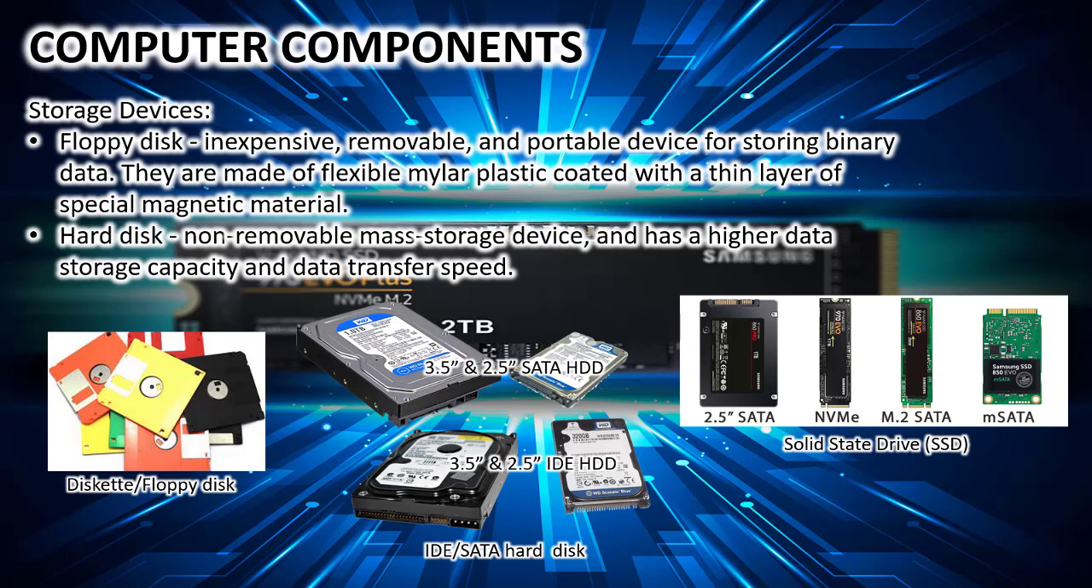As you see on the slide, we have the floppy disk, also called a diskette. A diskette is made from flexible mylar plastic coated with a thin layer of special magnetic material. It's not expensive, removable, and portable. But nowadays the floppy disk is not an option as storage because of the limitation of its size. The default size of the diskette is 1.44 megabytes.